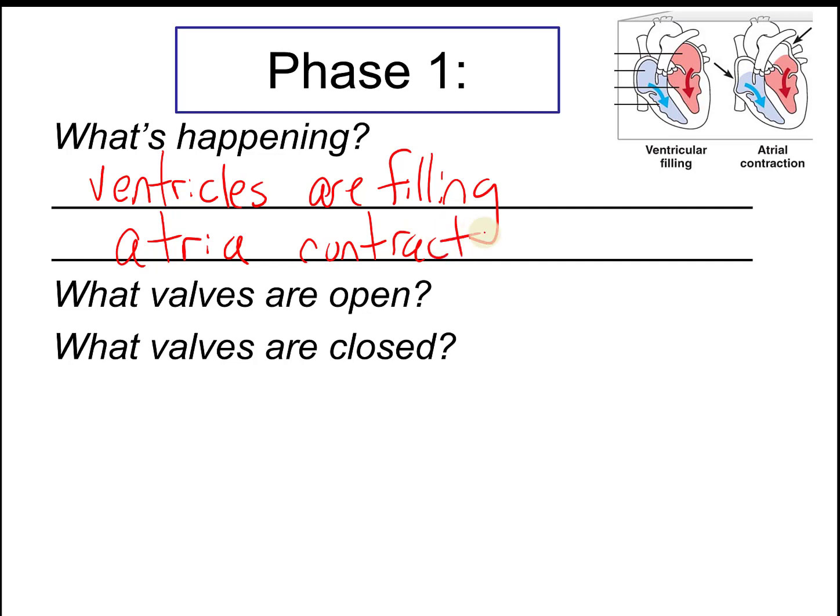Okay, what valves are open? The atrioventricular valves. Which ones are closed? The semilunar valves.